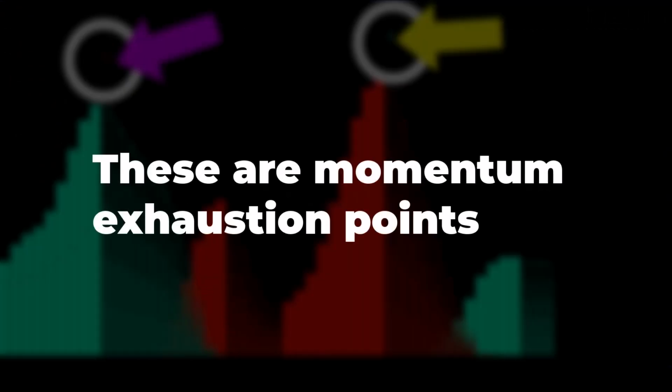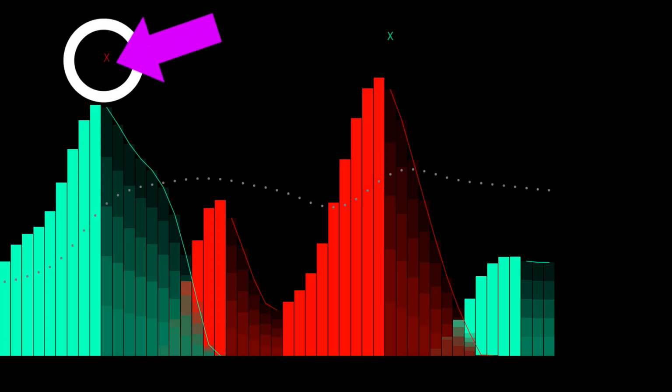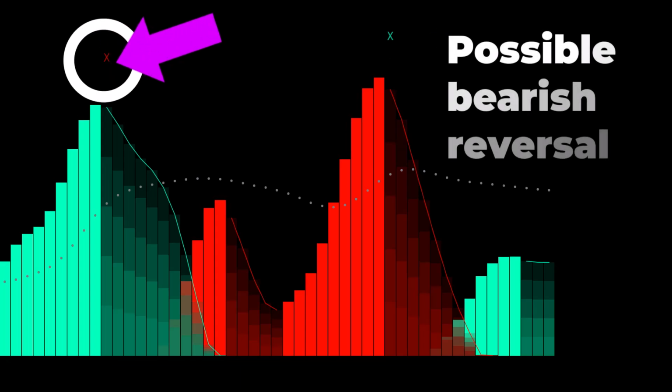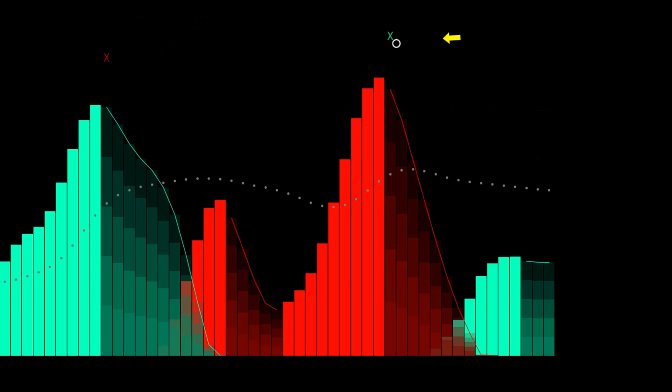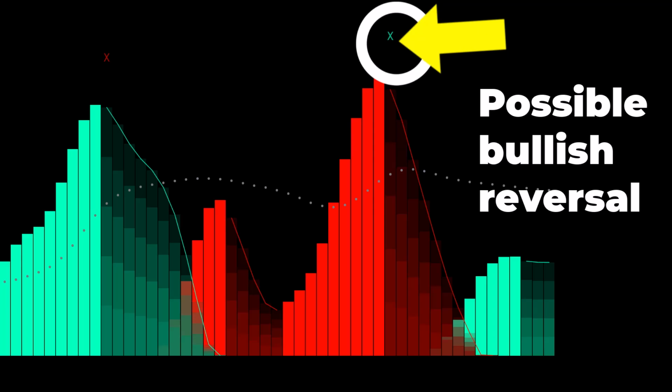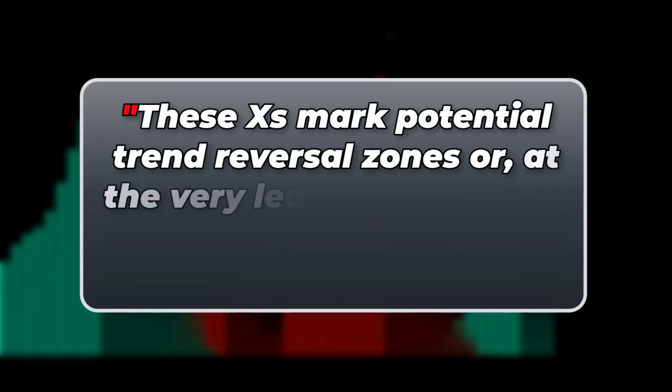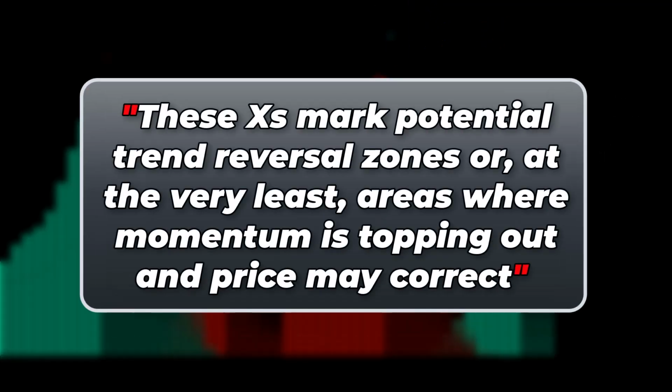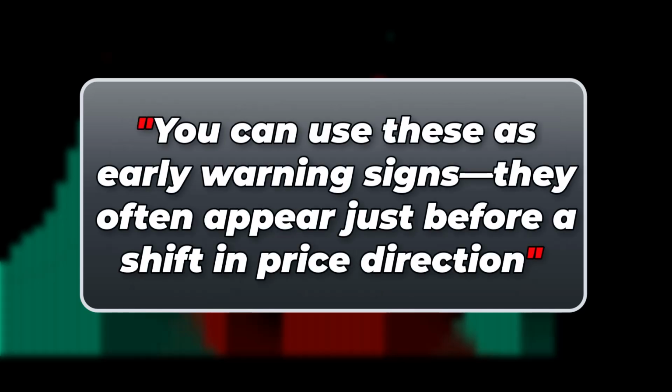Notice these colored X marks on the chart? These are momentum exhaustion points. The red X mark indicates overextended bullish momentum, possible bearish reversal, and the green X mark indicates overextended bearish momentum, possible bullish reversal. These X's mark potential trend reversal zones, or at the very least, areas where momentum is topping out and price may correct. You can use these as early warning signs. They often appear just before a shift in price direction.